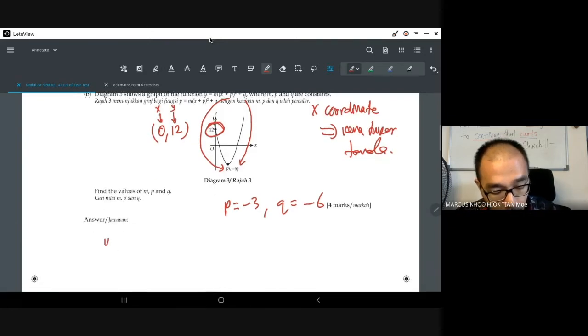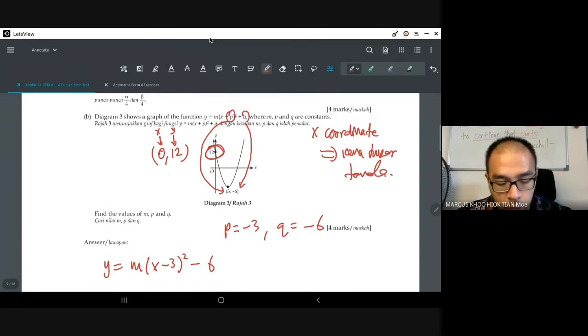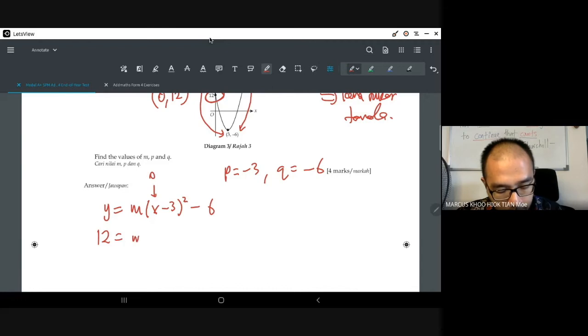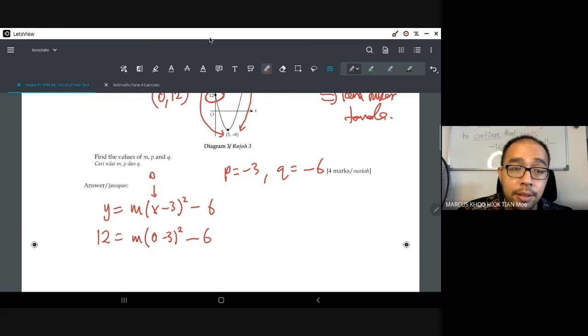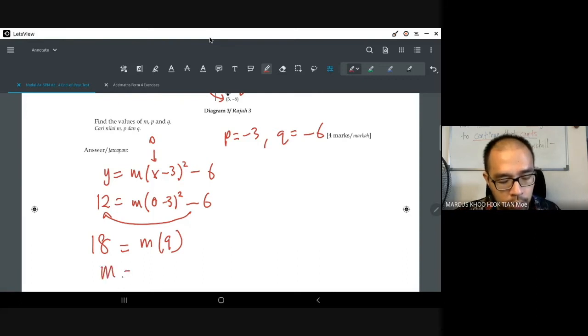So can I substitute y equals m(x minus 3) squared minus 6. Okay, I replace p here, I replace q here. So I'll get this. Then I substitute the y and the x. y is 12, x is 0, right? So 12 equals m(0 minus 3) squared minus 6. Okay, so we move the 6 to the other side, 18 equals m. 0 minus 3 squared will give you 9. And so m will be equal to 2.